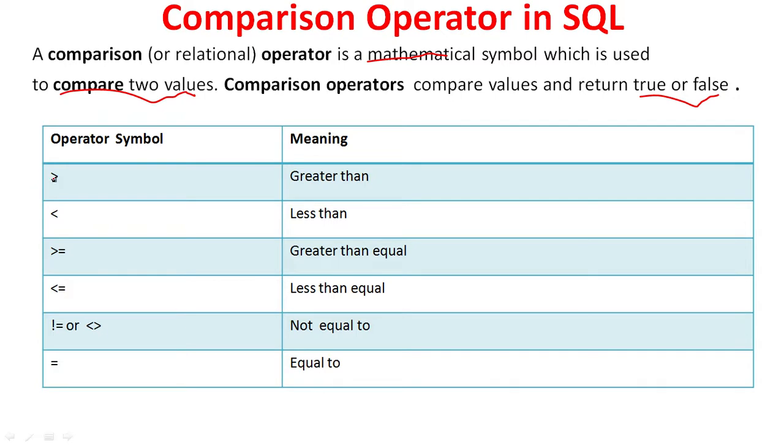SQL provides us six comparison operators which are used to compare values. The greater than symbol is used to compare two values. Like that, the less than symbol is used. The greater than or equal to symbol is used to compare values. The less than or equal to symbol is used to compare values. The not equal operator is also used to compare values, and the equal operator is also used to do the comparison between the values.